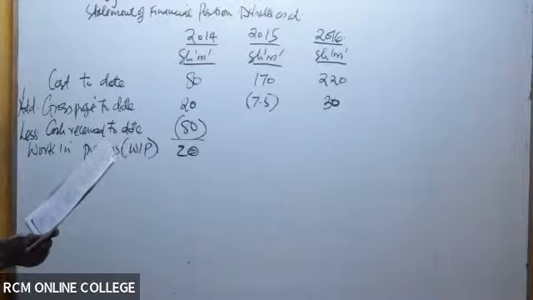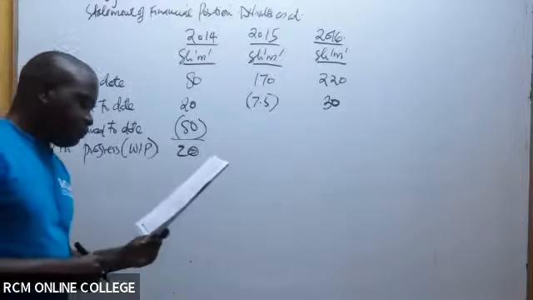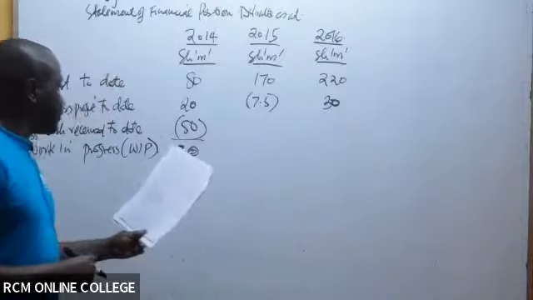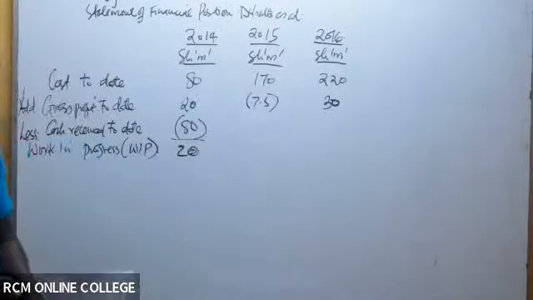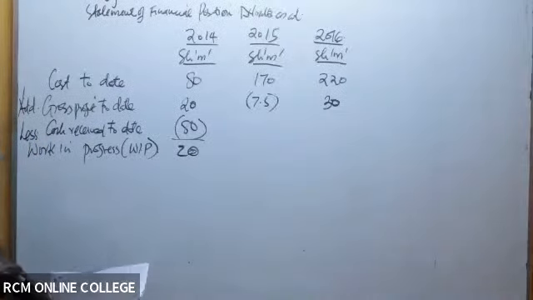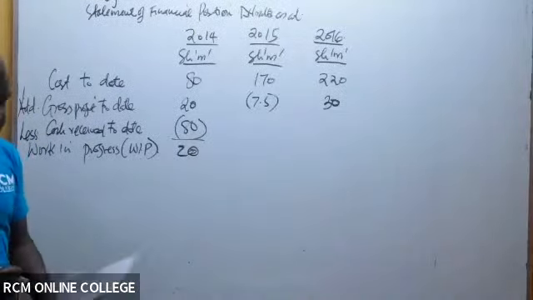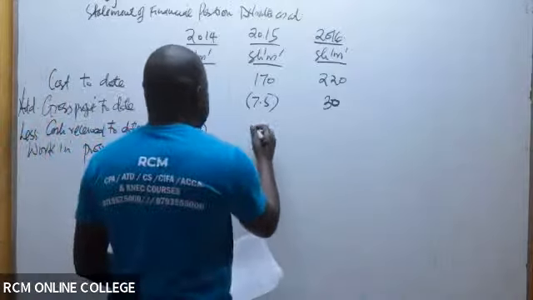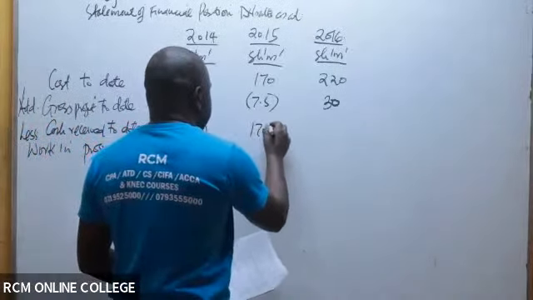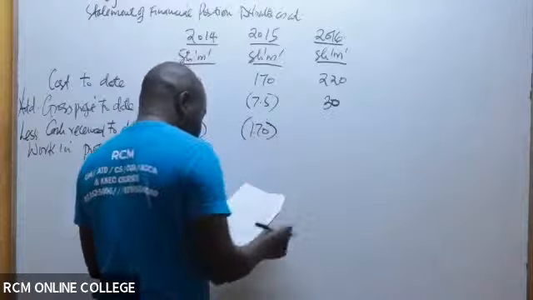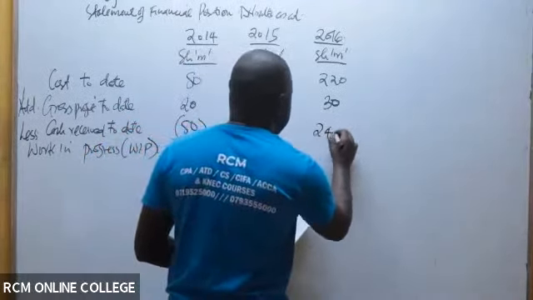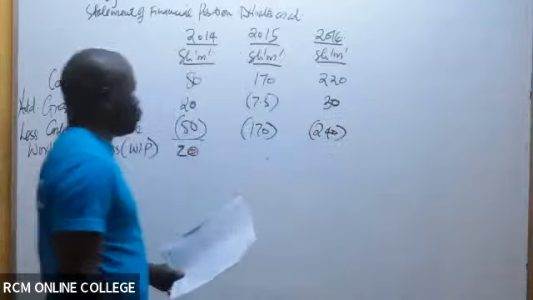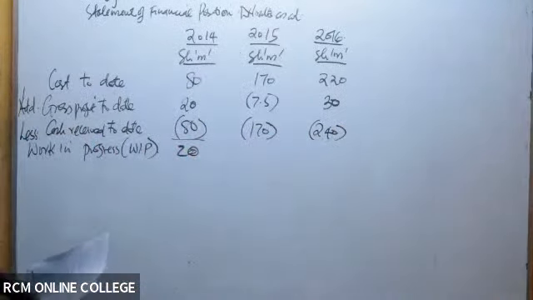So in the first year, it was actually in this case how much? 80. So it means the cash received to debt for the year 2015 will be how much? It will be 170. So for the final year, it was actually 70. So we add 70 here. It will actually be 240. So we can correct that one.